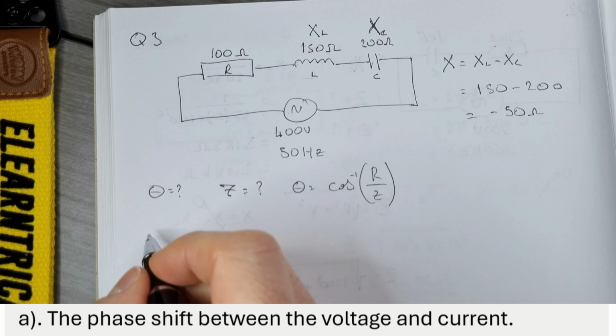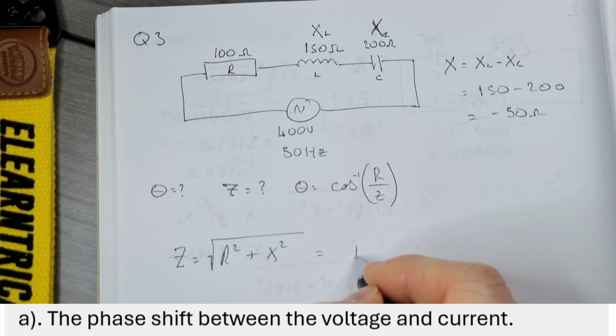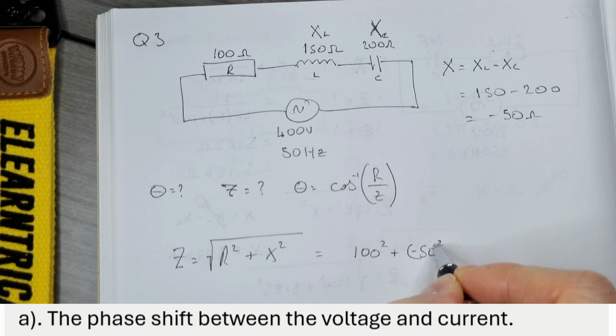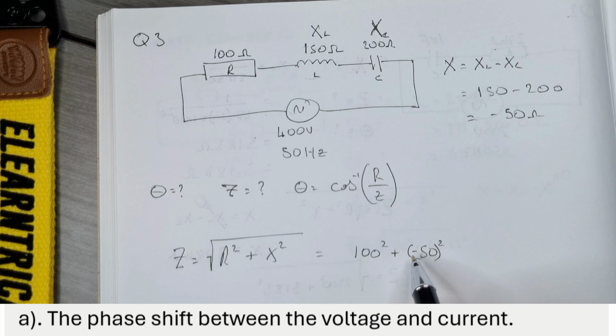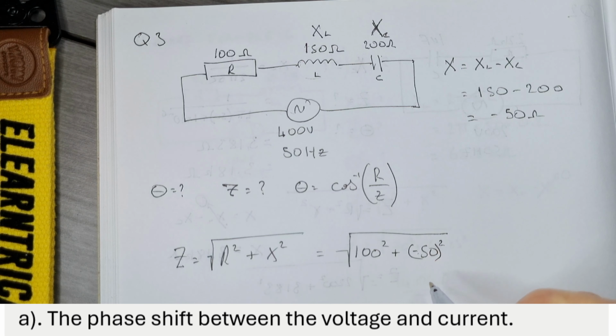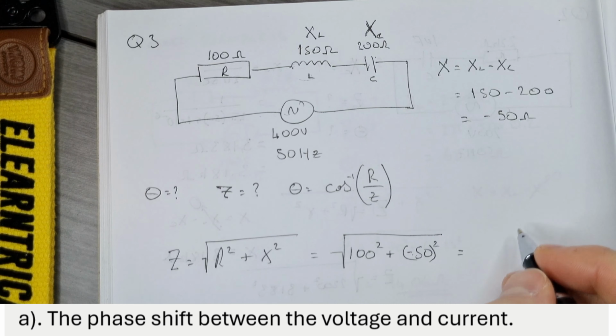Let's calculate our total impedance. Z is the square root of R squared plus X squared, and this becomes 100 squared plus our negative 50 squared. Now we put brackets around that, and the reason we can often ignore the negative is because when we square a number, if it's negative it becomes positive anyway, so it doesn't really matter. That negative only gives us a bit of information to tell us that the circuit is a leading current circuit. So our total impedance is 111.8 ohms.